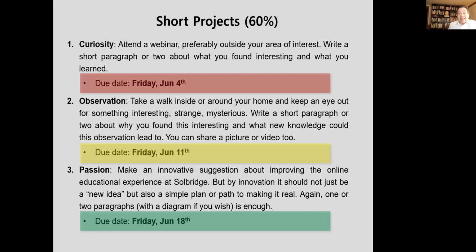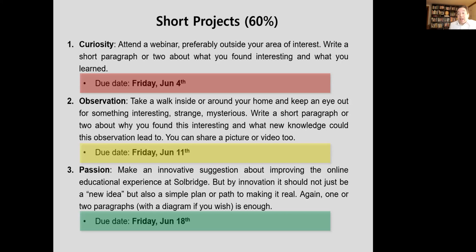So the idea here is to make an innovative suggestion about improving the online educational experience at Soulbridge. It should not just be a new idea, but also some sort of plan. You shouldn't just say, well, I think we should have better professors, or I think Zoom is not good, we've got to do something better. That's not really a plan. That's not really an idea. That's not really innovation. It's just dreaming. So this passion also has to be some sort of concrete proposal.